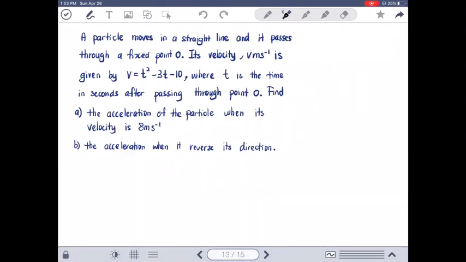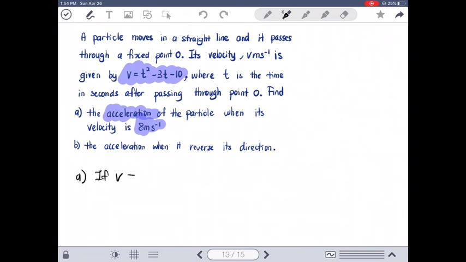For our next question, a particle moves in a straight line and it passes through a fixed point O. Its velocity v is given by, so we have a velocity function here. t is time in seconds after passing through point O. Find acceleration a of the particle when its velocity is 8 metres per second. Answer A.